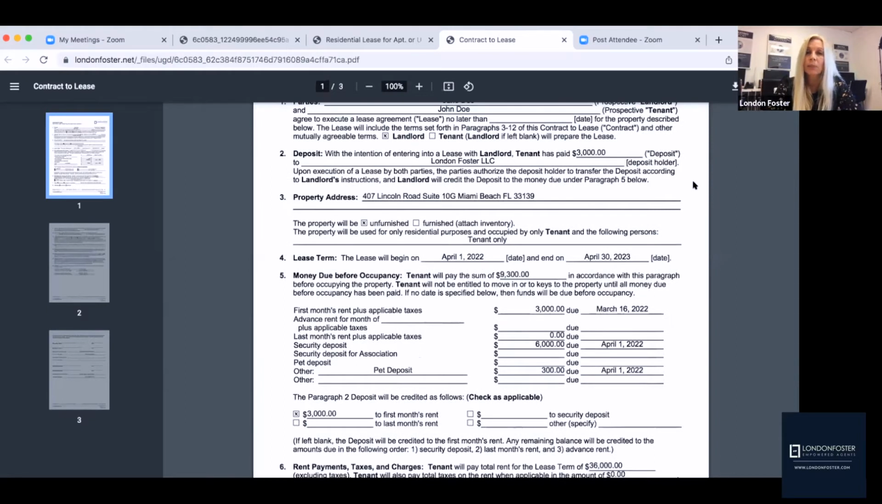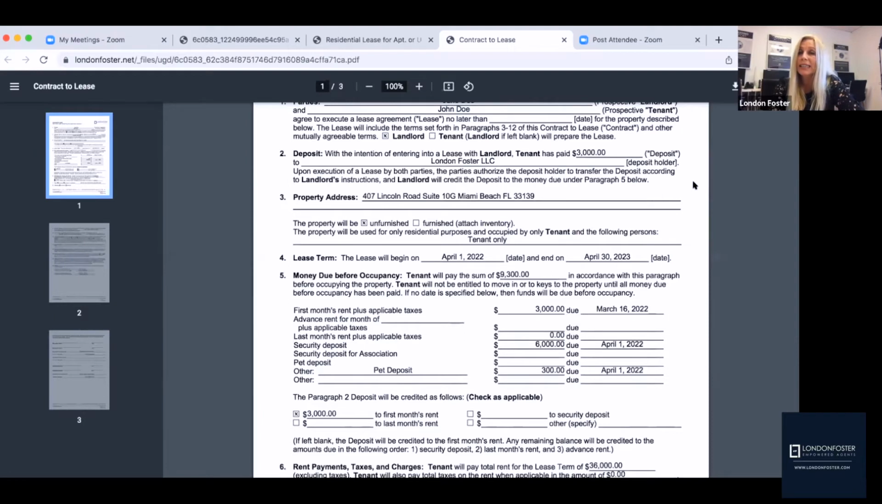Section 2, the deposit. This is really important. I mentioned this a little bit ago, but with the intention of entering into a lease with a landlord, the tenant has paid the amount of money for the first month's rent, generally, is here. So in this case, we're using $3,000 for the deposit to London Foster. And you should have by this time, you always want to collect the first month's rent, put it in London Foster and have it there.